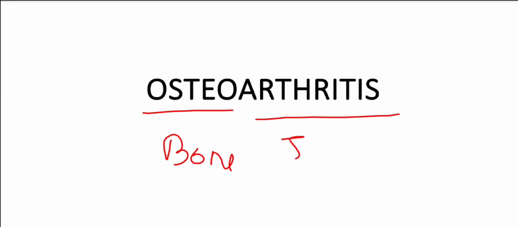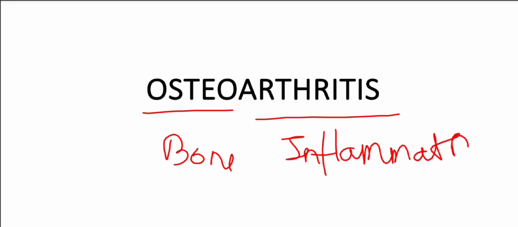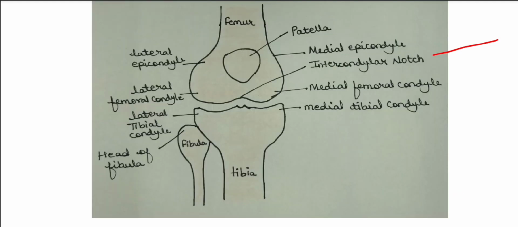Let's decode this word. Osteo meaning bone and arthritis is the inflammation of the joint. So let's look at the normal anatomy of the knee joint.